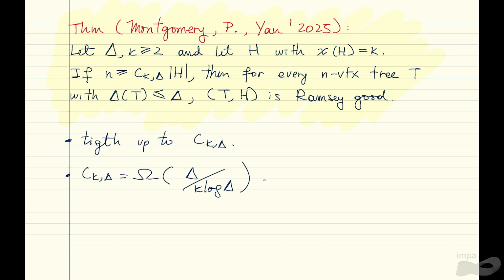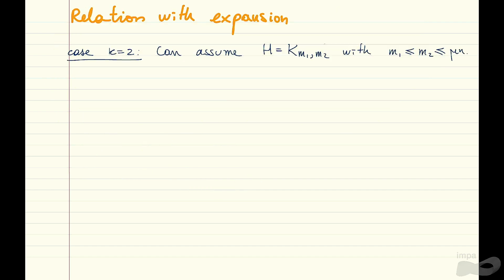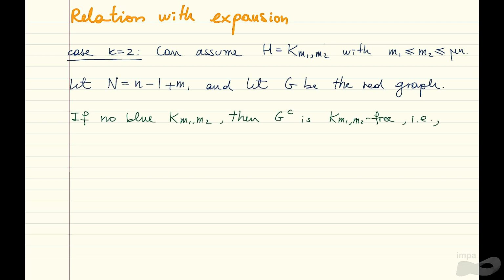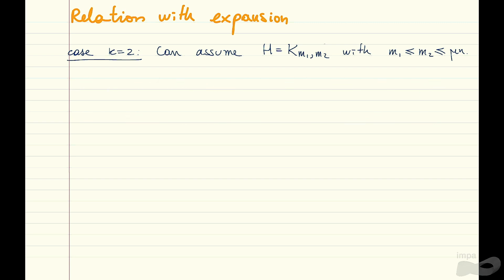And two things I would like to say here. This result is tight up to the value of this constant, and the best lower bound we could get is of this form. So we don't know if this is tight or not. I don't have too much time, but let me try to convince you that this is related to expansion. So let me first talk about the case k equals 2. In this case, let me assume the graph H is a complete bipartite graph.